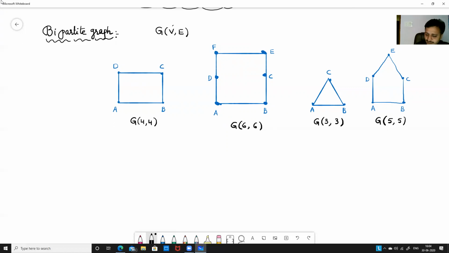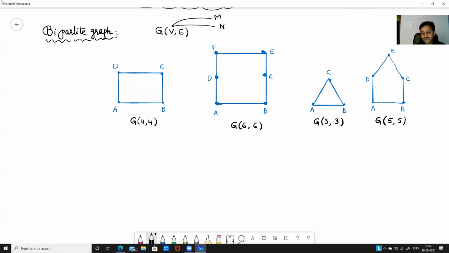Now we have to split this V into two sets, say M and N. We have to partition V into two sets M and N. Then every edge in G joins a vertex from M to a vertex in N. Repeating once again, we have to divide the given vertex set into two sets, name them as M and N. Then every edge of the graph must join a vertex in M to a vertex in N. Then that graph is called a bipartite graph.